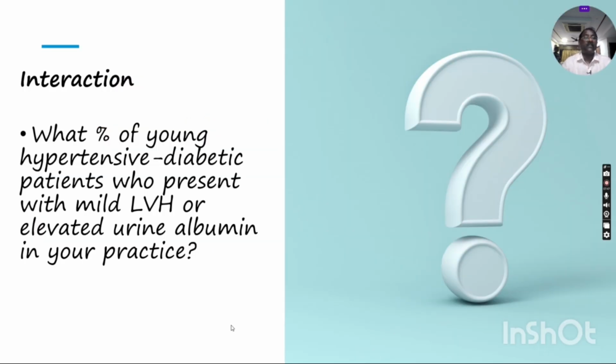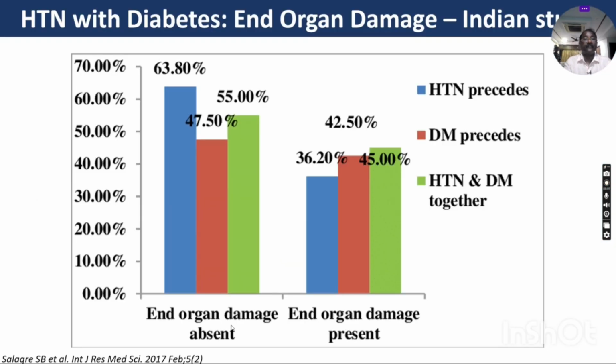So what percentage of young hypertensive diabetic patients present with mild LVH or elevated urine albumin in our practice? See, a very good number of people are there, because both LVH and urine albuminuria are asymptomatic conditions. See, hypertension with diabetes is a deadly duo. So in all hypertension with diabetes, we have to assess for end organ damage.